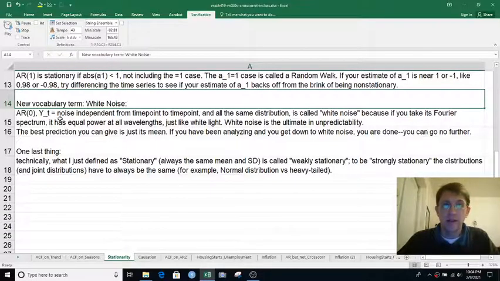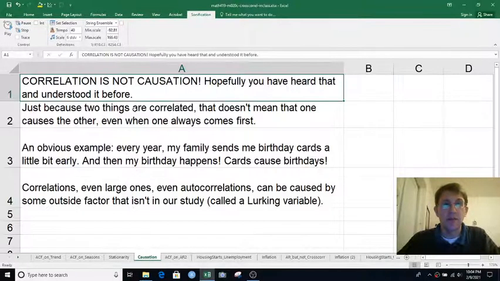One last thing, technically what I just defined as stationary, always the same mean and standard deviation and correlations, is actually called weakly stationary. To be strongly stationary, the distributions and joint distributions have to always be the same. For example, normal distribution versus heavy-tailed, but we're not going to worry about that stuff. Let's talk about causation on the next tab.